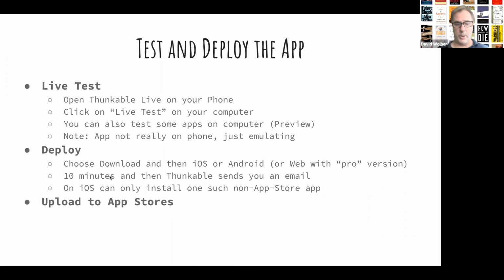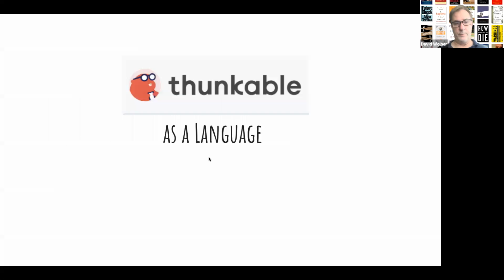But you can also deploy, it takes about 10 minutes, but it's cross-platform, so you can get a native iOS or native Android app immediately. So it's pretty cool stuff. And on iOS, you can only install one such app. So they have the rules where you've got to get through the App Store. You can also do web apps with the Pro edition of Thunkable, which is like $25 a month. But you can upload your apps to the App Store if you want.